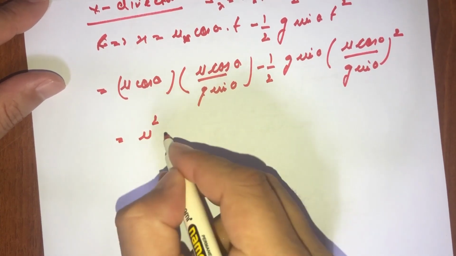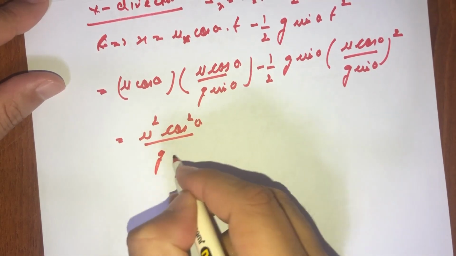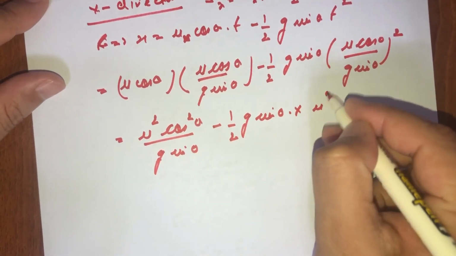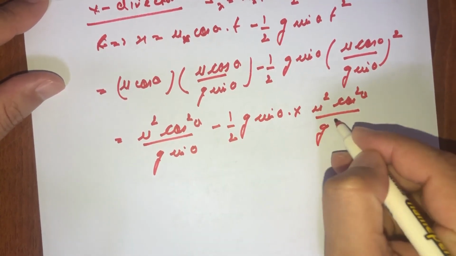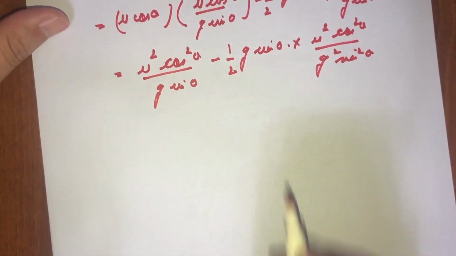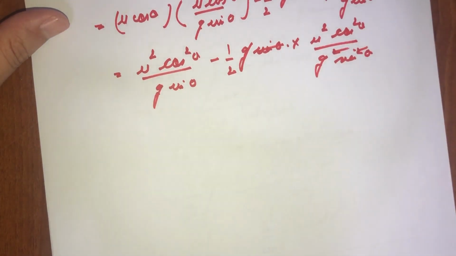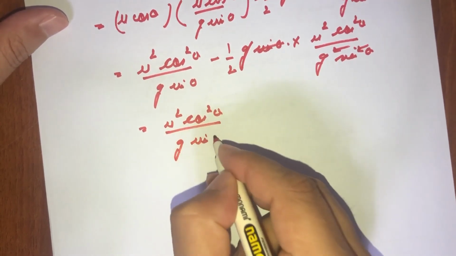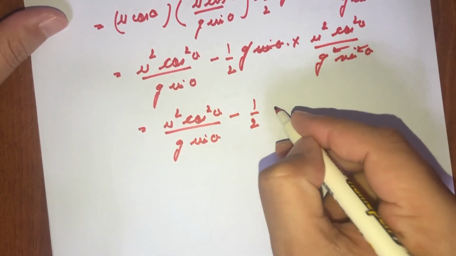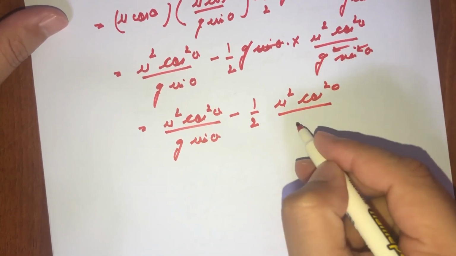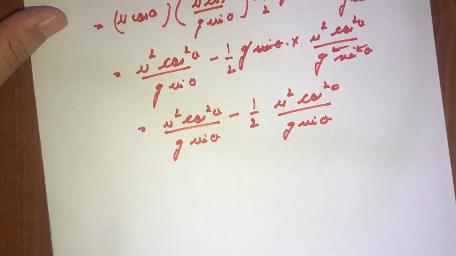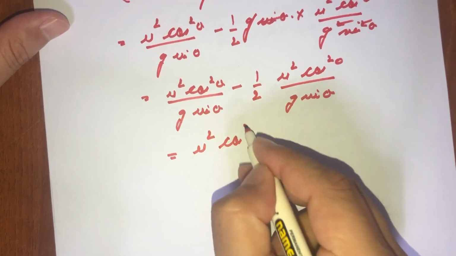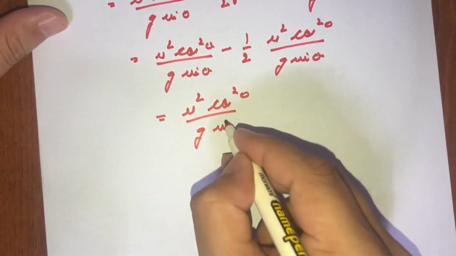This will be equal to u square cos square theta divided by g sine theta minus half g sine theta multiplied by u square cos square theta divided by g square sine square theta. So g cancels, this square goes with sine, this sine theta. So we are left with u square cos square theta divided by g sine theta minus half u square cos square theta divided by g sine theta. This will be equal to u square cos square theta divided by 2g sine theta, that is x.